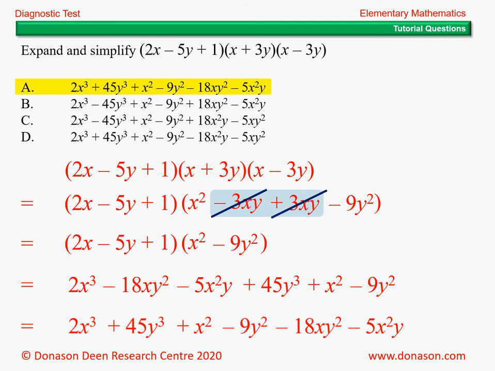So please take note that xy squared is not the same as x squared y. This is xxy, this means xyy. They are not the same, so hence they cannot be combined together, and that is of course going to leave option A as the correct option.